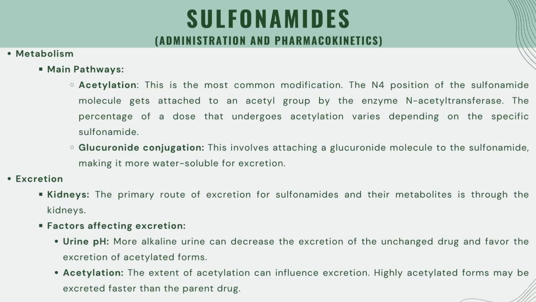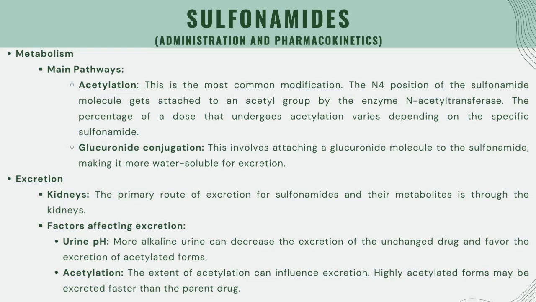Glucuronide conjugation. This involves attaching a glucuronide molecule to the sulfonamide, making it more water-soluble for excretion. Next is excretion. Kidneys. The primary route of excretion for sulfonamides and their metabolites is through the kidneys. Factors affecting excretion: the urine pH.